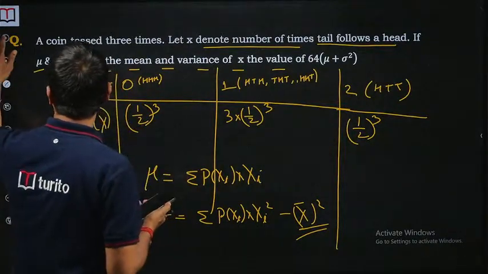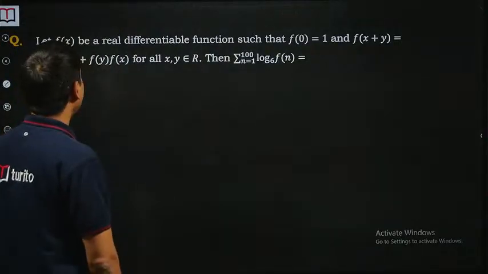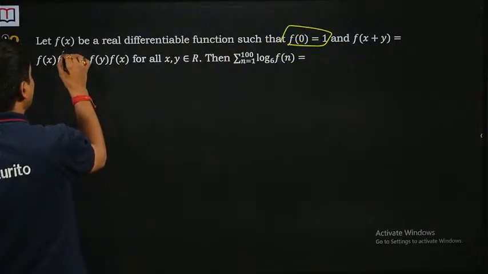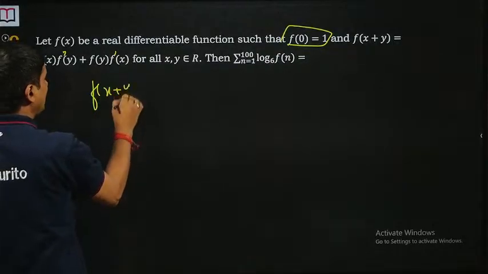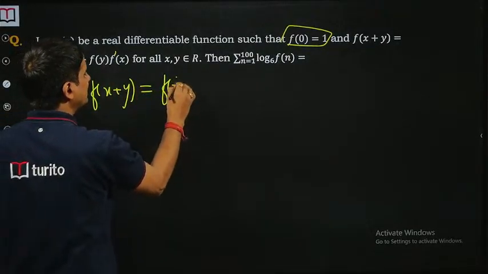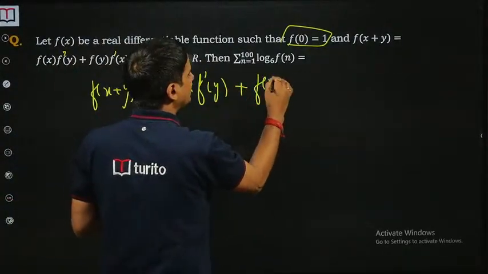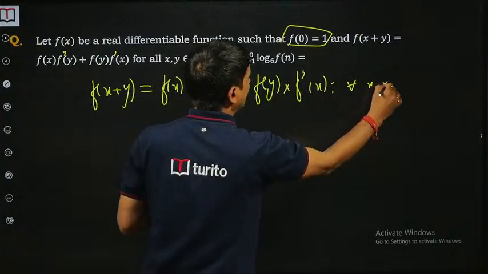So I'm moving to the next question. Next question, see, that's an interesting one. f(x) is a real differentiable function, f of 0 is 1, f of x plus y, see, that's the correction here. So actually f of (x plus y) is equal to f(x) into f dash (y) plus f(y) into f dash (x) for all x, y belongs to R.